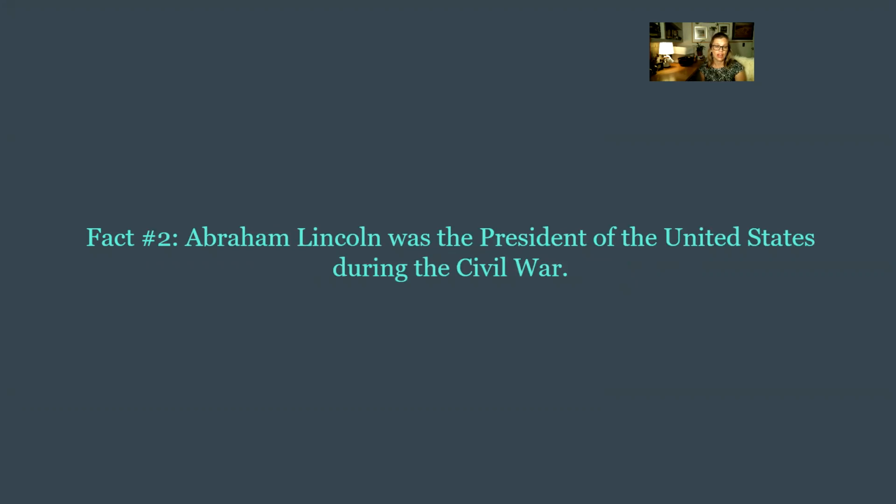So fact number two, Abraham Lincoln was president of the United States during the Civil War. Now, Lincoln and his fellow Northerners believed themselves to be the leaders of an entire country, including the South. So when South Carolina seceded, Lincoln didn't necessarily go to war with the South. He went to war on behalf of the entire country to reclaim the South, to stop the South from seceding. So he never saw himself as the president of the North. He saw himself as the president of the entire Union, despite the fact that the Southern states seceded or left the Union.